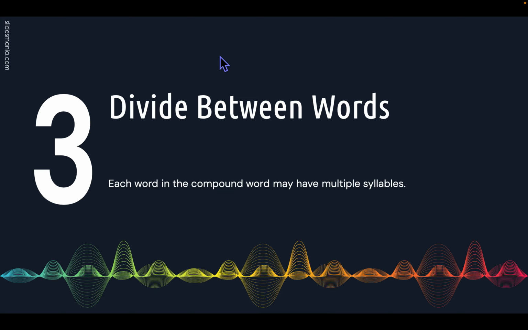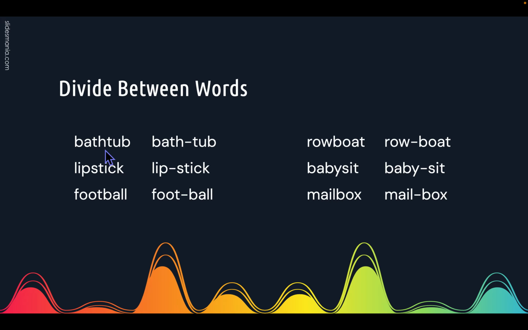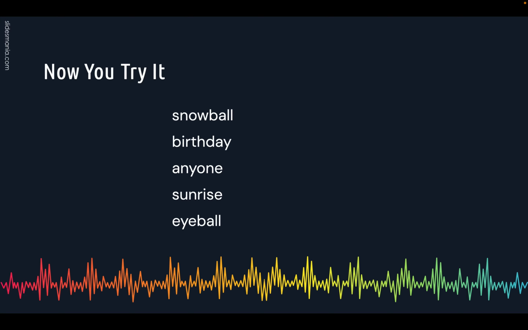Our third rule is an easy rule. It's to divide between 2 words. And each word in the compound word may have multiple syllables. So right here, I recognize the word bath and tub, so I just divide right here. I recognize lip and stick, so lipstick gets split here. Football, rowboat, babysit. Here's an example. Baby has 2 syllables, but it's 1 word, so I just split it right here. And mailbox. You go ahead and try these ones.